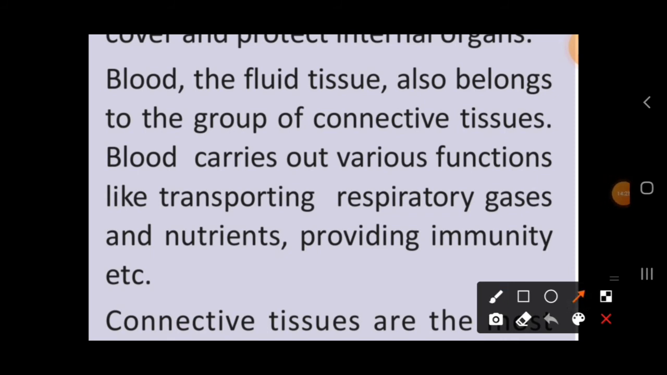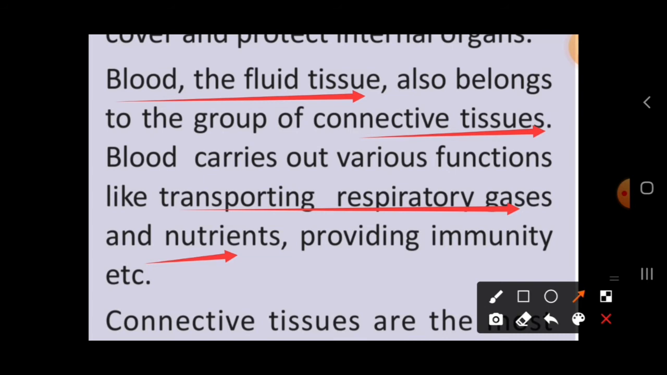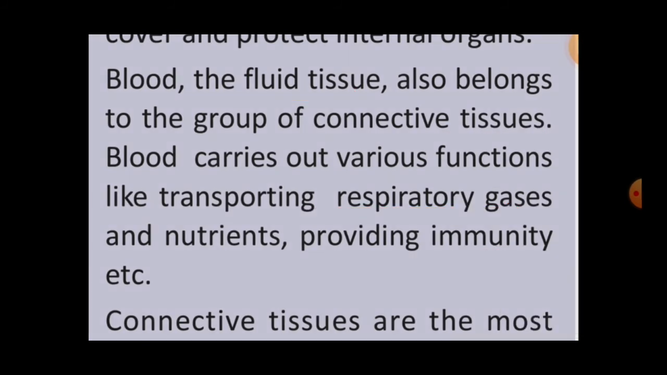Okay. So blood, the fluid tissue, also belongs to the group of connective tissue. So blood is a fluid connective tissue. You note like that. Blood carries out various functions like transporting respiratory gas, one function, and nutrients, providing immunity. Study these points. So blood is a fluid connective tissue, first point. Function of the blood is transporting respiratory gases and nutrients, then providing immunity. That are two functions. So only three points may be there.